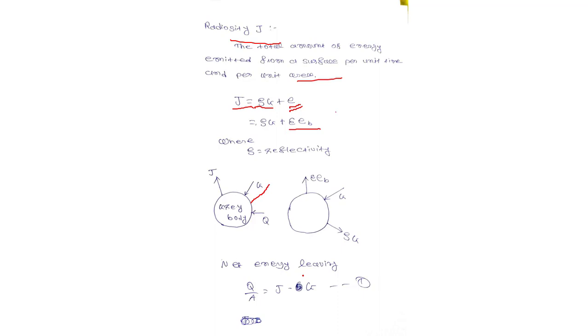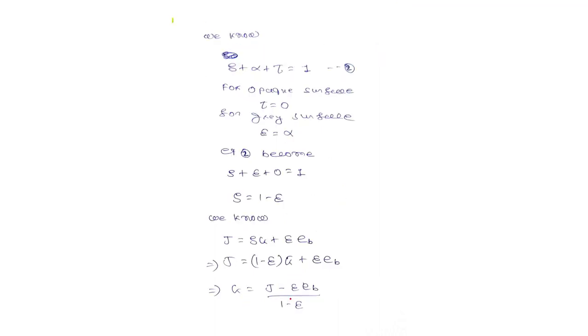Now net heat leaving from this is J minus G. G is total radiation received, and J is emission plus reflection. So net energy leaving is Q upon A equals J minus G.